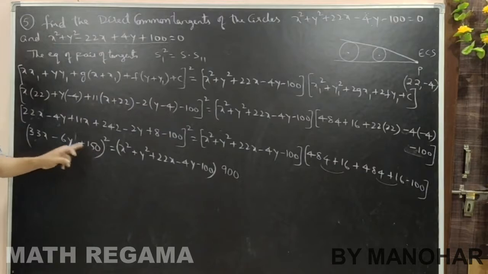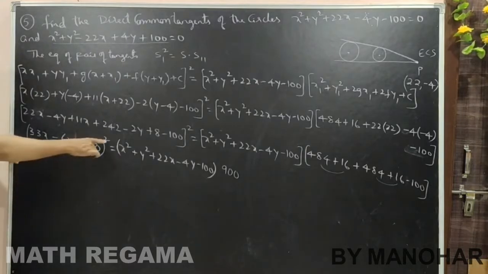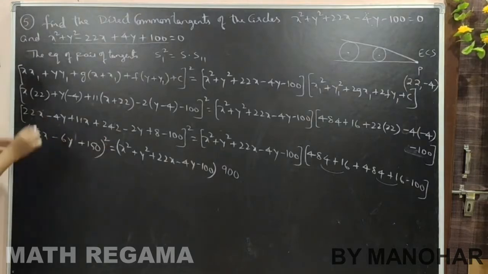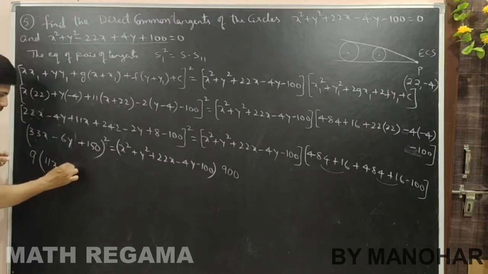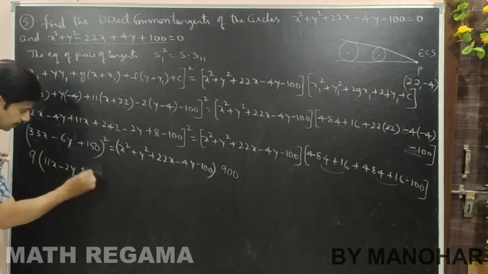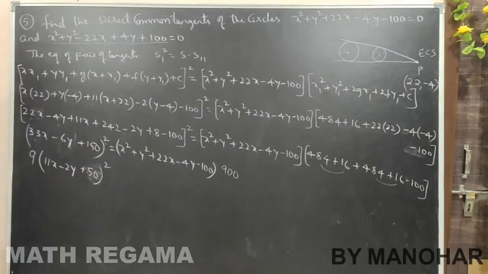We can take something common here. What is a common term here is we can take 3 common. If I take 3 common, after taking 3 common, we need to square because we have a whole square. So after taking 3 common, I am squaring. 3 square is 9. I am taking 3 common: 3 11s are 33, 3 2s are 6, then 3 50s are 150. Is equal to.